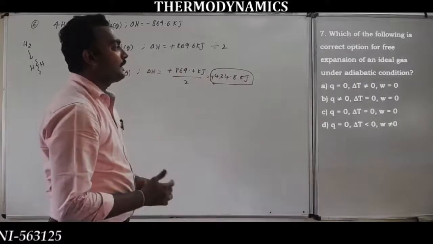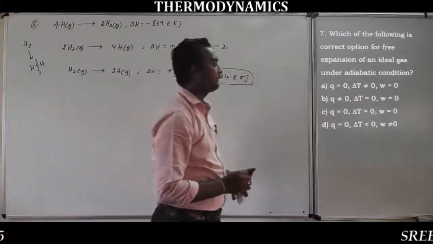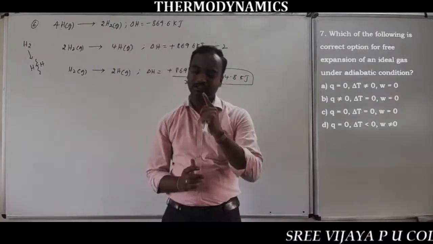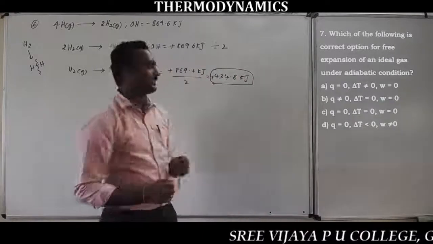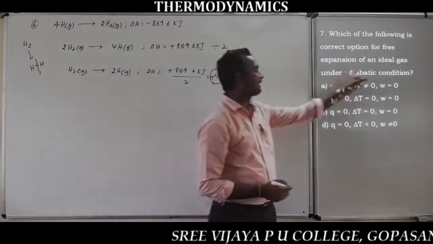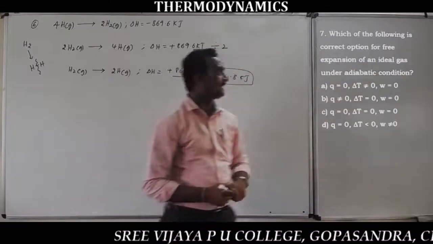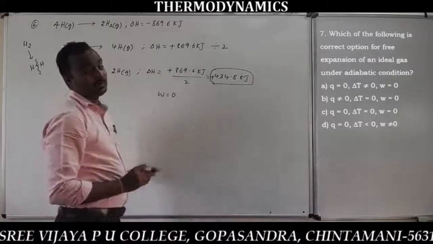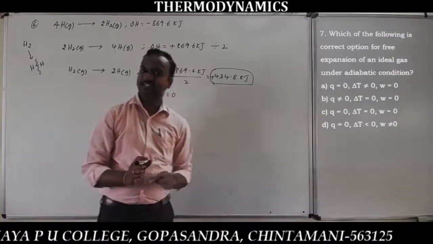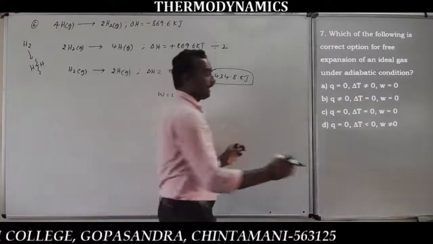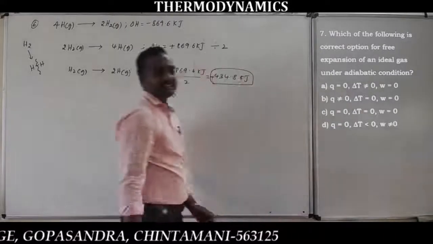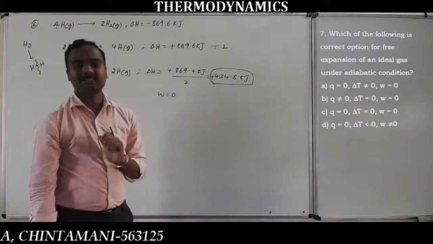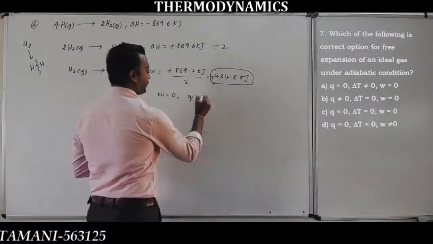Next, which of the following is the correct option for the free expansion of ideal gas under adiabatic condition? It's a very simple and very interesting question. Already in the given question they are saying free expansion of an ideal gas. For the free expansion of ideal gas, what are we going to take? That is work done is 0 whether the process is reversible or irreversible. And one more thing, they have said adiabatic condition. Adiabatic condition is nothing but there is no exchange of heat between the system and surrounding. Therefore Q is equal to 0.